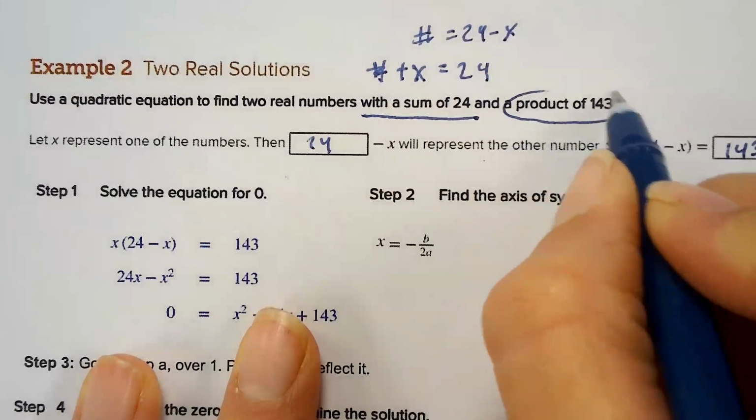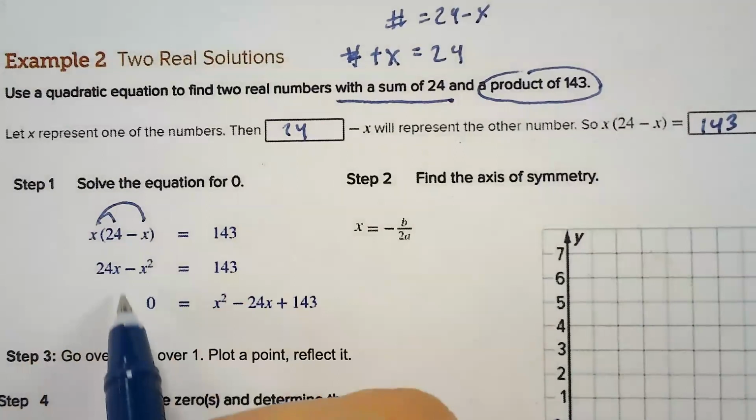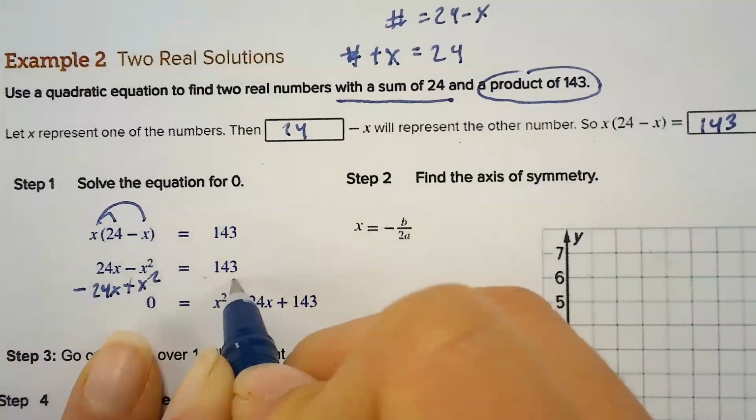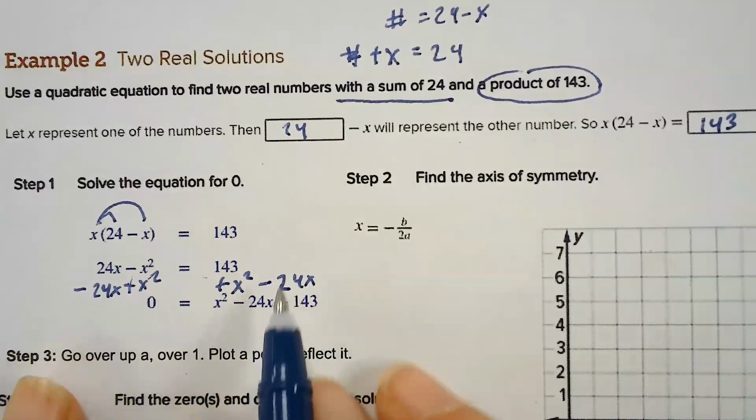Okay, so we have this quadratic function because of this information. We would distribute. That's already been done. And then they subtracted. No, they didn't. They added everything this way. They added x squared and subtracted 24x over to this side, and they got this. Okay, so you're going to use this as an example. It's going to give you some more problems like this, but they'll all be set up similarly to that.